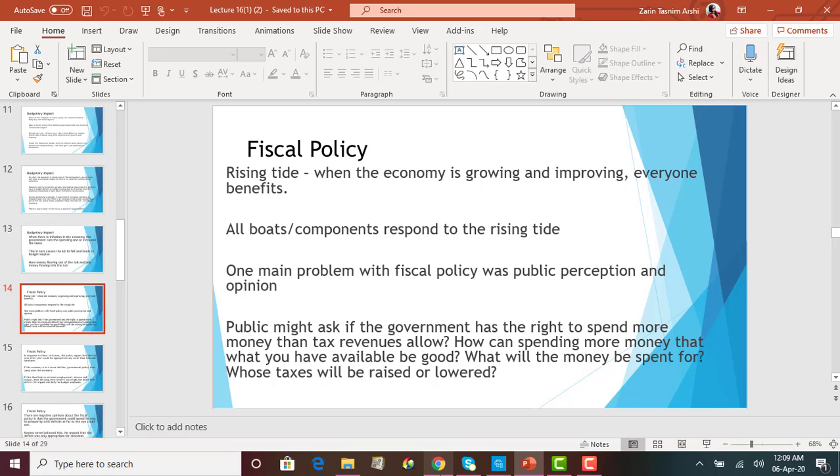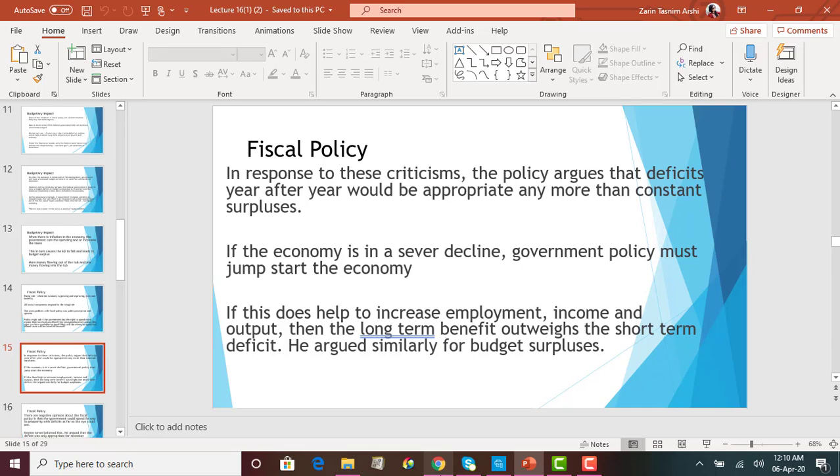Okay, so another question that comes up from the public under fiscal policy is, is it right for the government to spend more money than tax revenues? And also, how are they spending the money? Which industry are they spending the money on? Or what will that money be spent for? Is it for healthcare? Is it for education? Or is it for airlines? So people want to know where the government is spending the money. And also they want to know, as government increases taxes, or if government is lowering taxes, who are they doing it for? Is it for the middle class, or the wealthy class, or the poor people? These are questions that the public asks politicians or the government when they are trying to implement fiscal policies. So these are some of the disadvantages, I would say, related to fiscal policy.